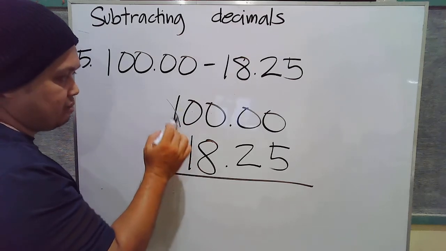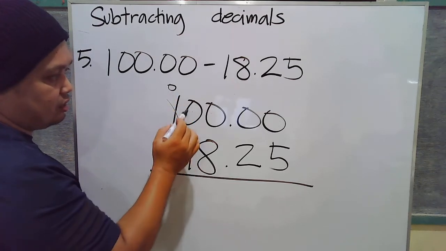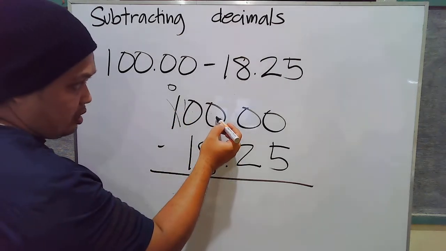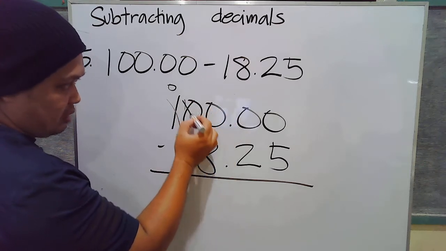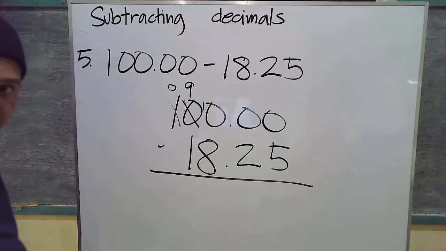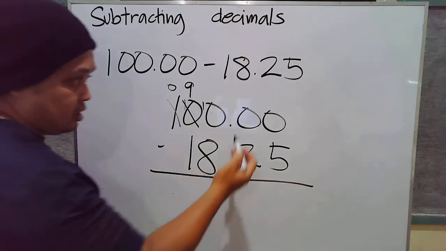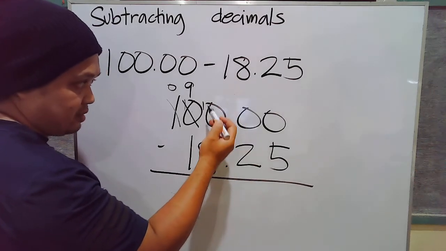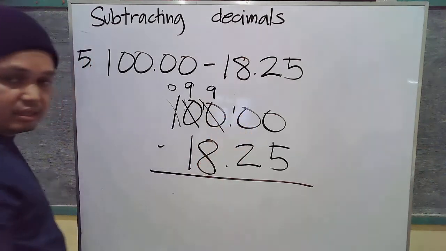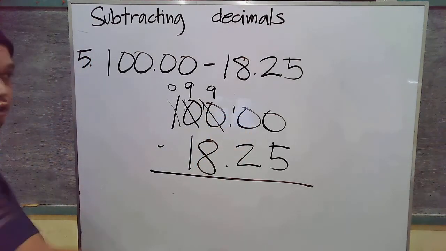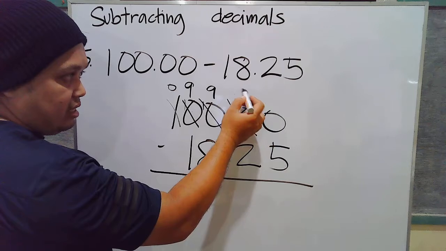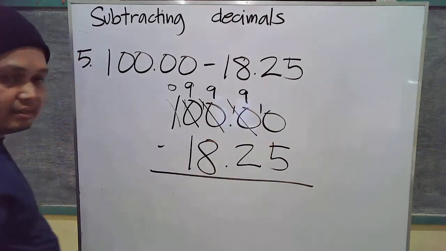So 1 here will become 0. And 0 will become 10. So this 0 here can now borrow 1 from 10. So 10 will become 9. And 0 here will become 10. In the same process, now 0 here is going to borrow 1 from 10 here. So 10 here will become 9 and 0 here will become 10. So 0 here can now borrow 1 from this 10. So 10 here will be 9 and 0 here will become 10.